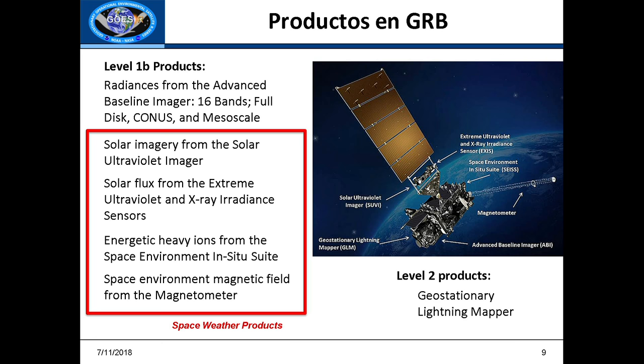So the products that we have on the GRB I mentioned are all 6 of the instruments: level 1B for the 5 ABI and 4 space weather, and then level 2 for the geostationary lightning mapper. But most of the products are level 1B.